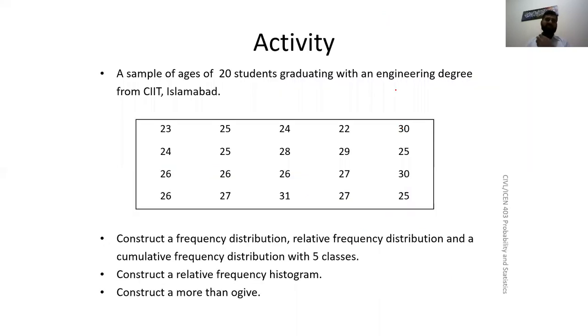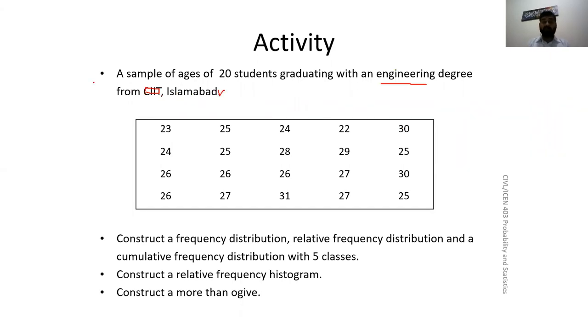Okay, so here is an activity. I'm giving you 20 graduating students with an engineering degree. You can write UOB Oman or Buremi. This is the university where I was teaching before coming here, that's why it's still written. If you want, you can change it. This is the city where I was living.